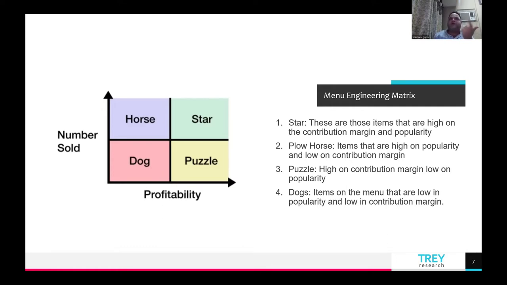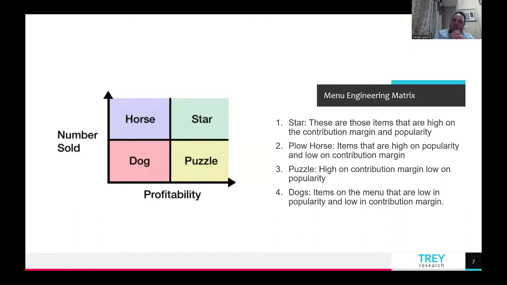If you talk about an Indian restaurant, a chicken tandoori or a dal could be the highest selling item, but we have to really look into whether they are cost effective. Second are the plow horses, which will sell in higher numbers but are not necessarily high in profitability. Tandoori chicken might be selling more in numbers, but since it's a whole chicken, maybe, hypothetically, the profit margin on that item is not high. Quickly going to dogs and puzzles.